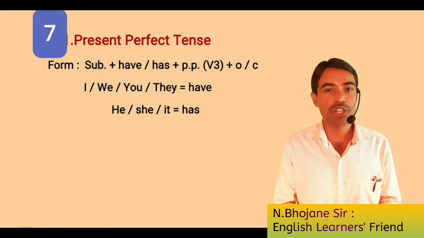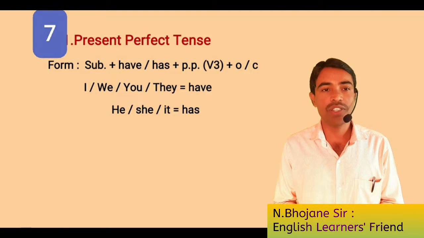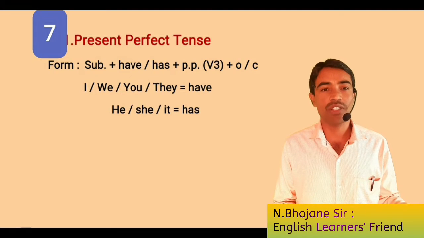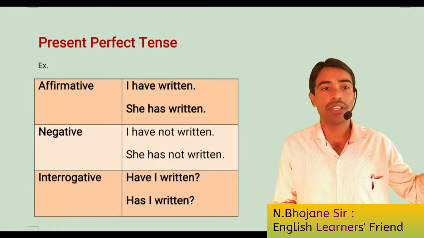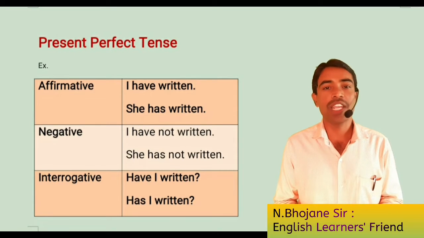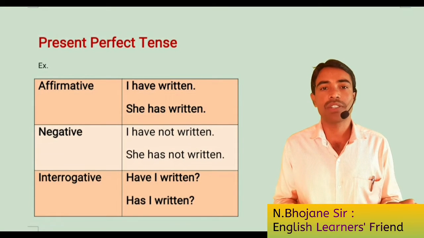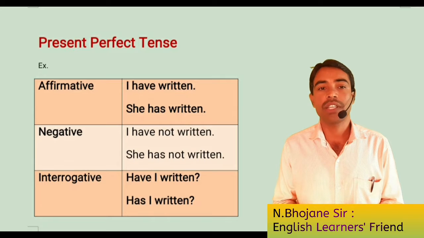If the subject is third person singular number, he, she, or it, use has. In other cases, use have. Now, look at examples. Affirmative sentences: I have written, she has written. Negative: I haven't written, she hasn't written. Interrogative: have I written, has she written?